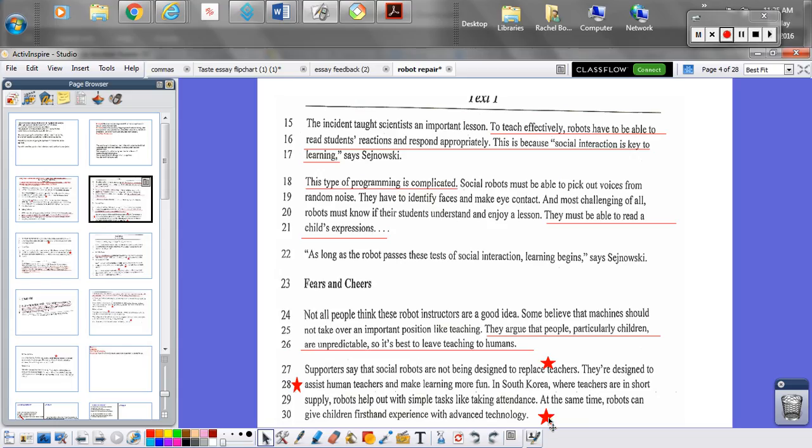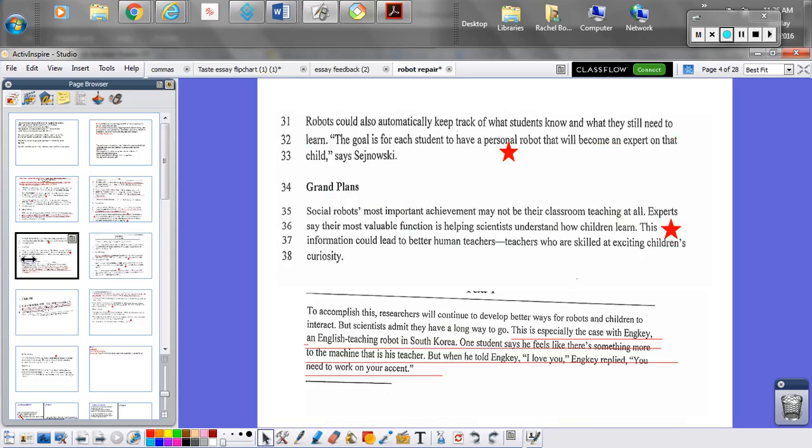Now, what is starred here is things that would be on the other side of the argument, so things I would disagree with. On this one it says social robots are not being designed to replace teachers, but designed to assist. And also that the robots are a good idea because they give children firsthand experience with technology. As I continued to read, I starred again that the goal was for each student to have a personal robot that will become an expert on that child, because my opponent might say robots could really help children learn and be experts on children. And also I starred that having robots assist could lead to better human teachers.